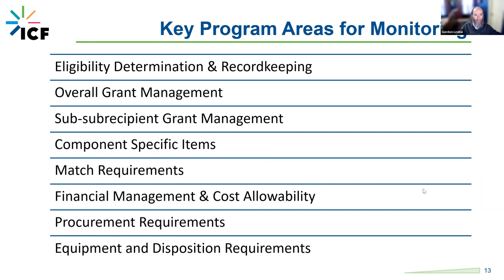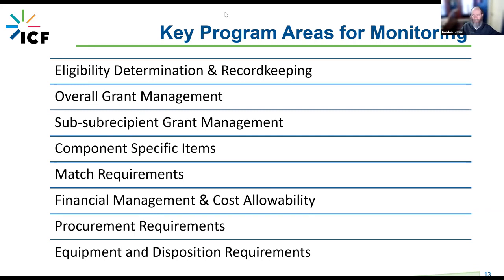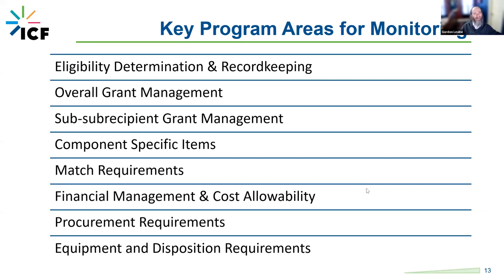So these are really our key program areas for monitoring, both in terms of what you as a subrecipient can expect, and what you as a subrecipient should be looking at for your own monitoring of sub-subrecipients. Eligibility determination and record keeping, so that's everything to do with participant eligibility and how you maintain those records. General grant management, so that's everything to do with contracting and upkeep of your grants. Sub-subrecipient grant management, so that's your monitoring of your sub-subs. Component specific items, so that's talking about what's specific to rapid rehousing, what's specific to housing problem solving, which is not a component, homelessness prevention, what's specific to street outreach and so on.